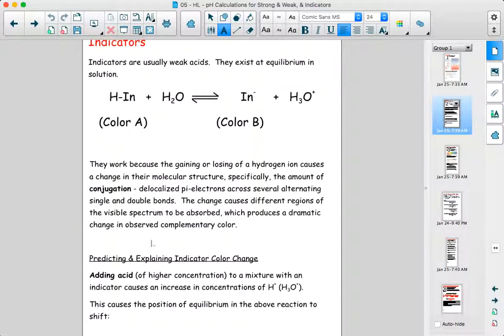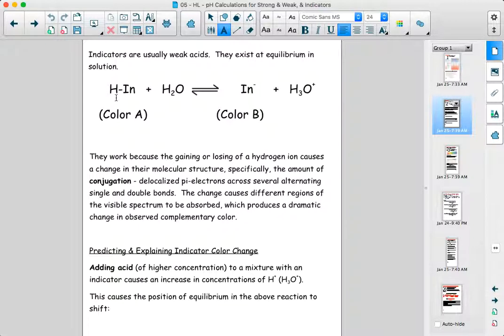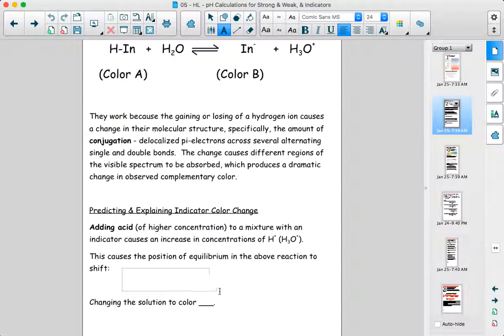When you add acid, you should think about this as adding H plus or H3O plus. And if you look at the equilibrium up here, you should know that if you add a stress to the right-hand side, it's going to shift to consume that stress and lower that stress. And that means that when we add a lot of acid, we're going to end up producing mostly HIN in the solution. The IN minus will get used up as we shift left. And so primarily, we're going to have this form of the indicator in the solution. And so we're going to get color A.